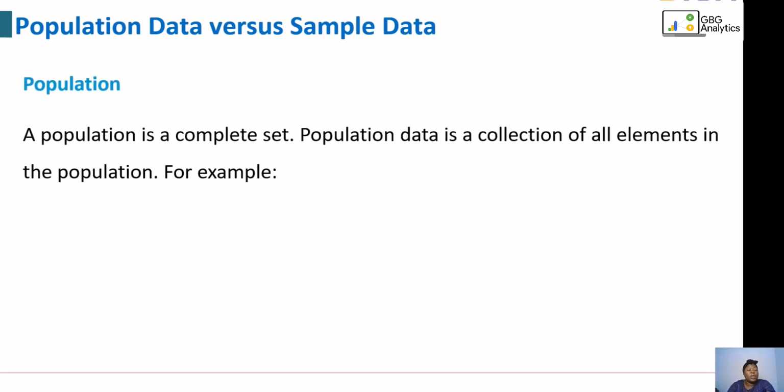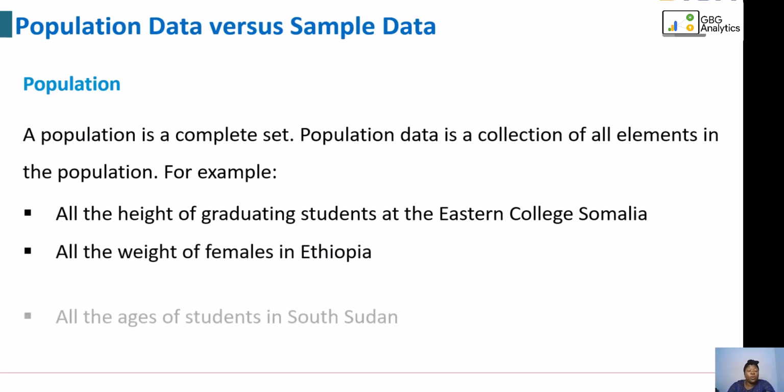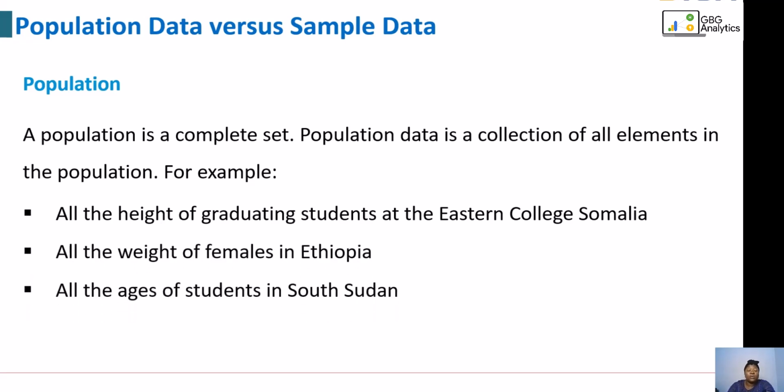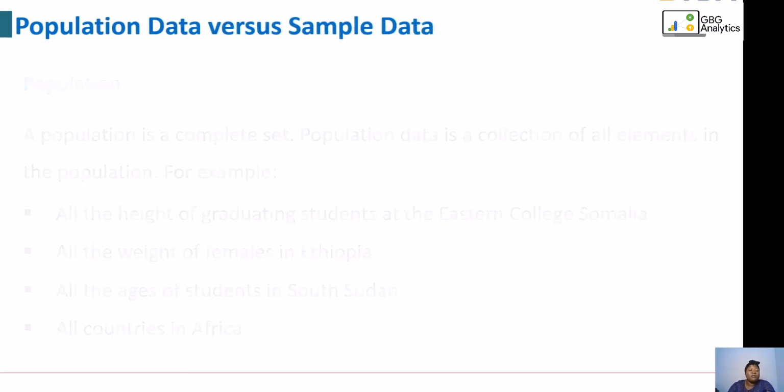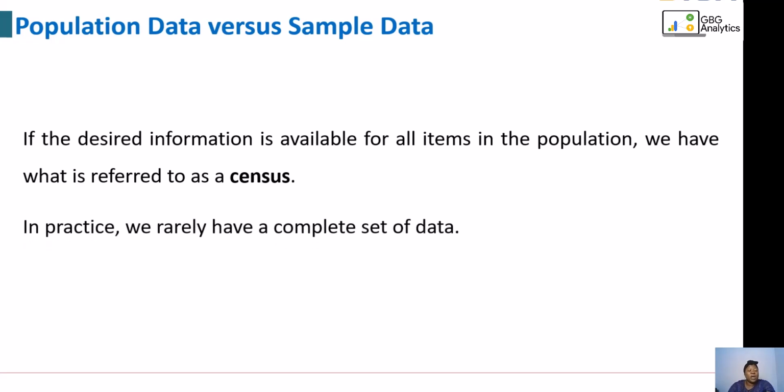What is population? A population is a complete set. So population data is a collection of all elements in a population, like height of graduating students at Eastern College Somalia, or all weight of female in Ethiopia, or all ages of students in South Sudan, or all countries in Africa. If the desired information is available for all items in the population, then we have what is referred to as population census. So in practice, we rarely have a complete set of data.